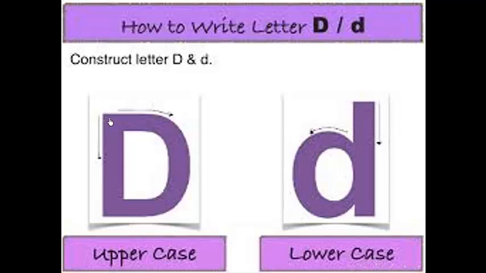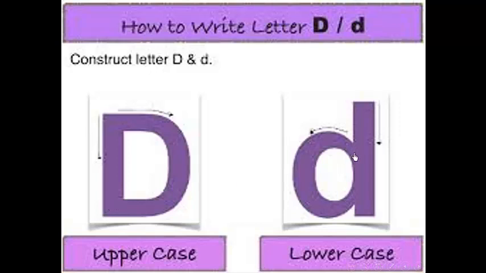Okay, look here. Here we have capital D, and this is small d. Look at the capital D, okay? We write capital D like this. First, from up to down, like this. The first step, from up to down. And then from up to down, round, like this. This is the uppercase D or the capital D. Again, all of you write capital D like this.